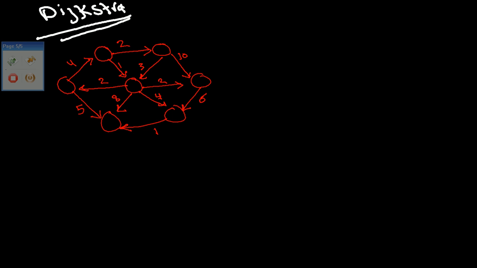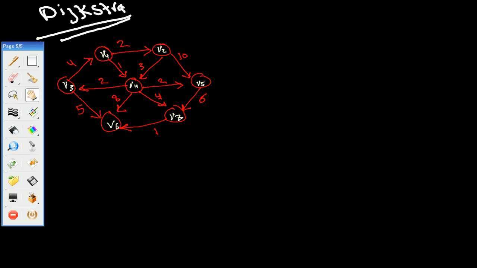We have the following graph, but let me just give the vertex names: v1, v2, v3, v4, v5, v6, and v7. We want to calculate the shortest path for Dijkstra.